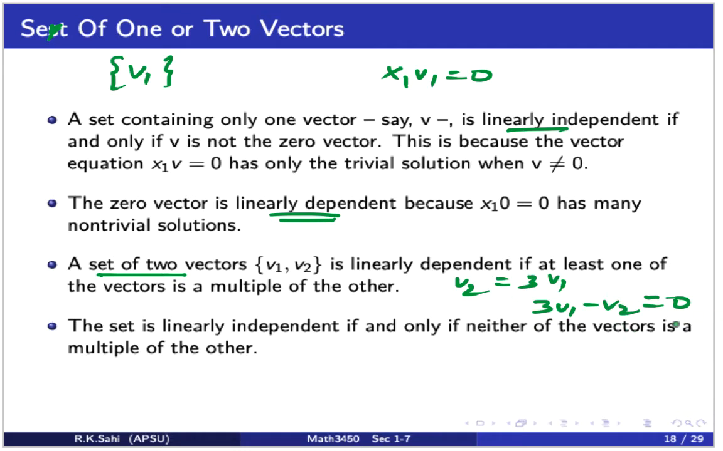Automatically, if you look at this as a vector equation, I have non-zero weights. So what this simply says is, if one vector is a linear combination of the other in a set of two vectors, automatically the set of vectors is linearly dependent. So what it means in terms of linear independence: the set is linearly independent if and only if neither of the vectors is a multiple of the other. This is the set we are talking about, guys.